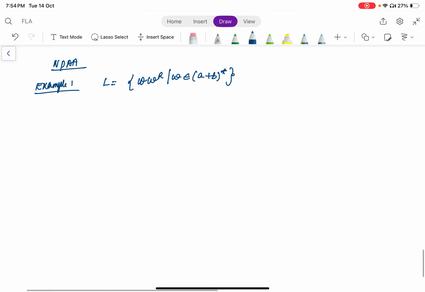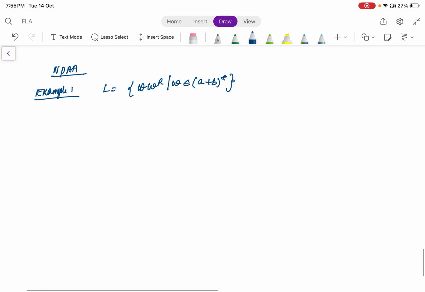So in this video, we'll see what is a non-deterministic pushdown automata. So what is a non-deterministic finite automata? When you have two different transitions for the same scenario, then that is called a non-deterministic finite automata. In the previous example, if you remember, we had a center marker, a separator, but here we do not have a separator.